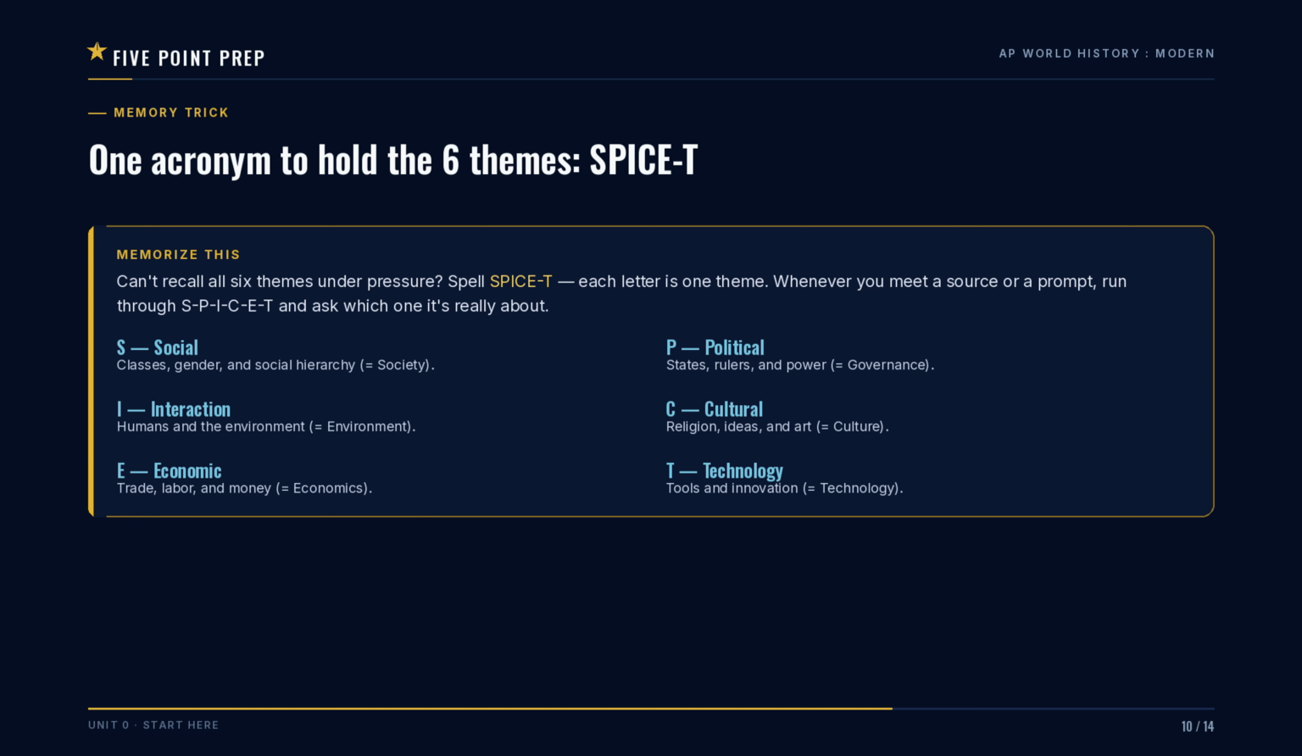C is cultural: religion, ideas, art. E is economic: trade, labor, money. And T is technology: tools and innovation. 6 letters, 6 themes. Every time you read a document or a prompt, run through SPICET and ask which theme it is really about. That single habit will sharpen your multiple choice and give your essays a backbone.